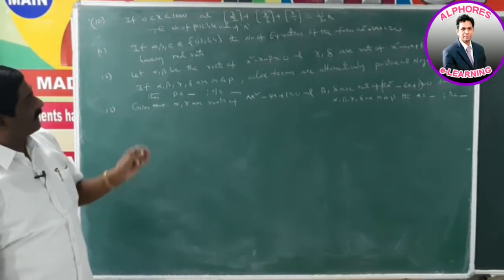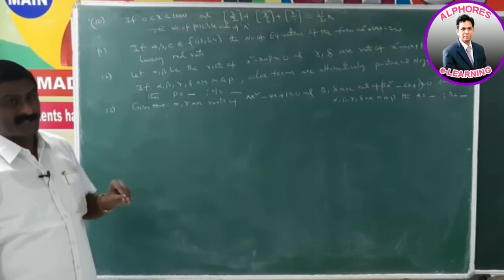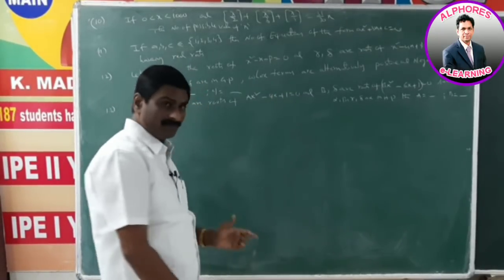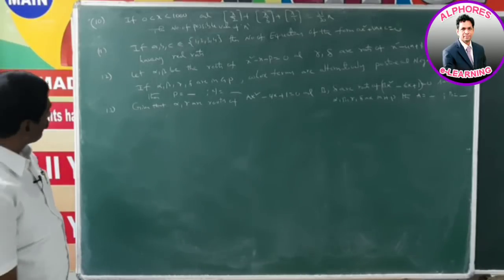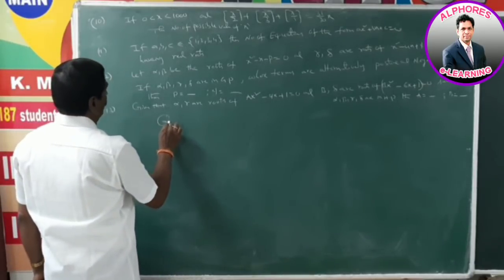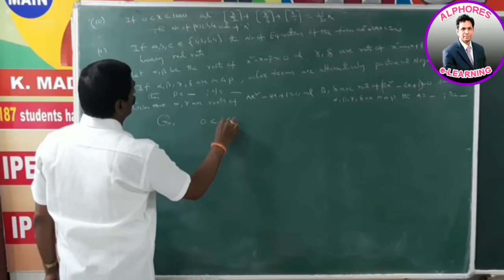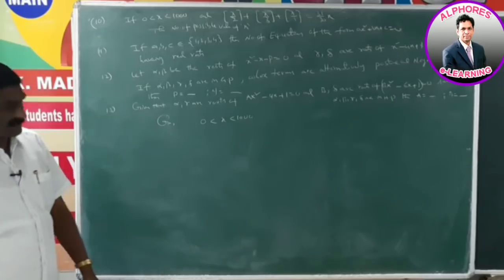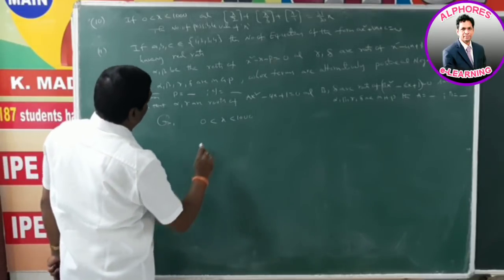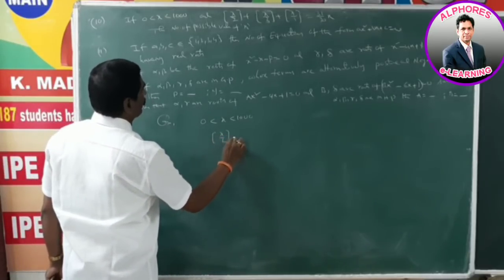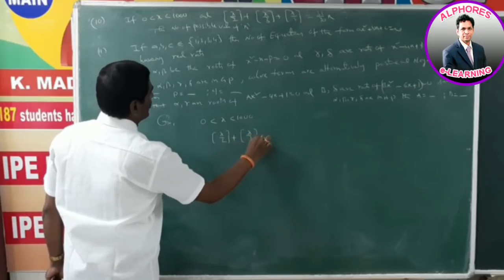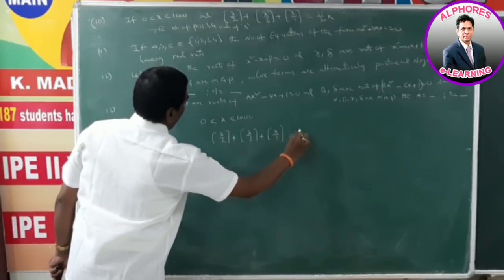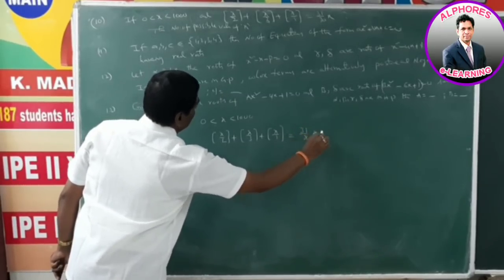Okay. Here the given equation contains step functions, where step is the greatest integer function. From the given, the value of x lies in the interval 0 to 1000. Next, the second condition: [x/2] + [x/3] + [x/5] is equal to 31/30 into x. It is the given equation.